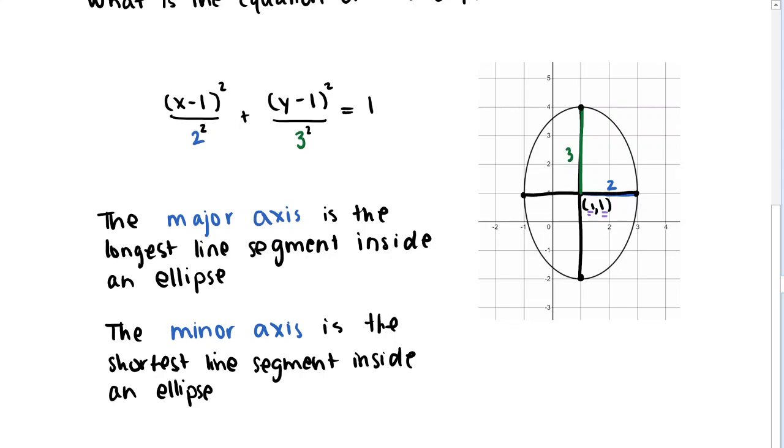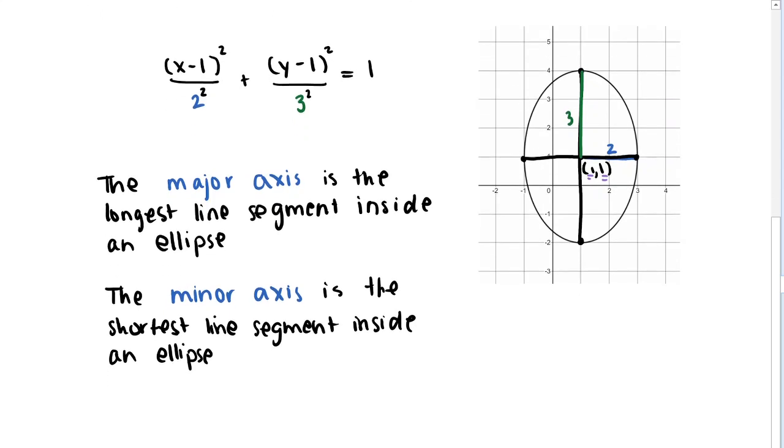This is the smallest line segment we can fit inside this ellipse, and it runs along the direction in which we've stretched our ellipse the smallest amount. Here, because we've stretched our ellipse vertically by a factor of 3 and horizontally by a factor of 2, our minor axis is along where we stretched horizontally, because we've stretched that less than vertically.